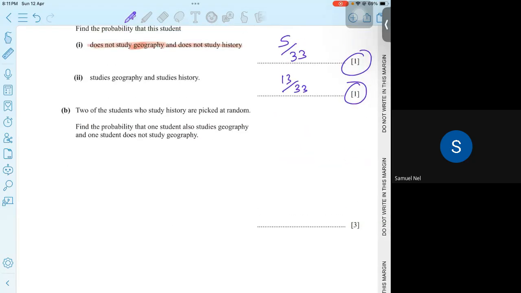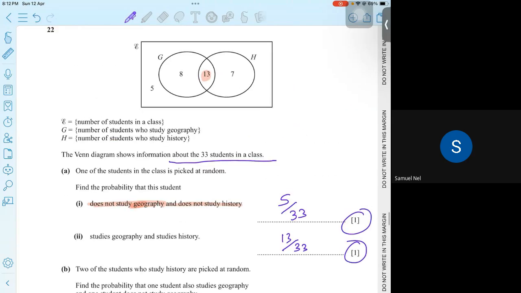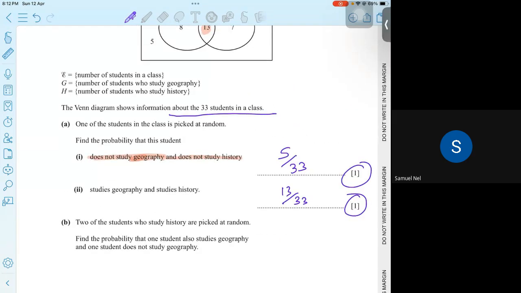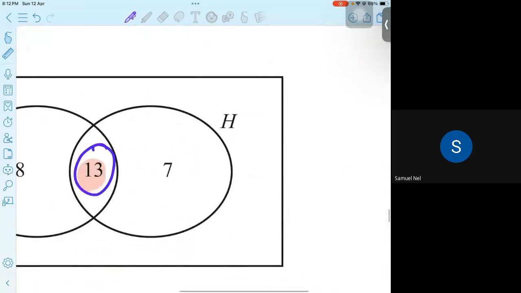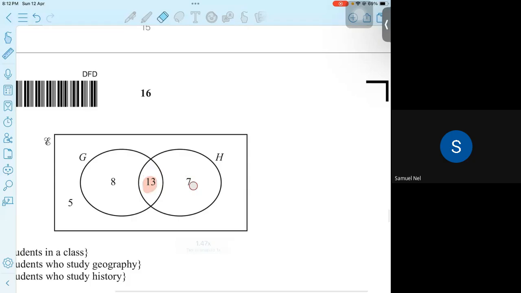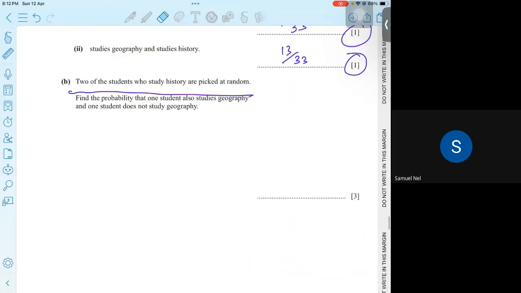Two of the students who study history are picked at random. Okay, so this is where our experiment gets limited. They're basically saying that 2 students have already been picked who study history. Okay, so this is not only this but this as well. So our experiment field is now 20 students.